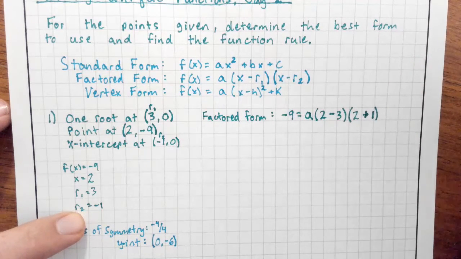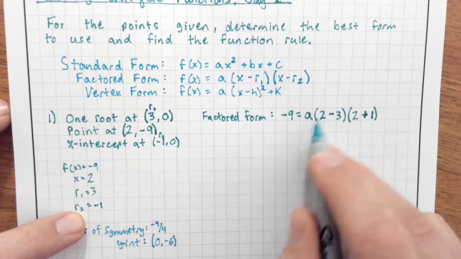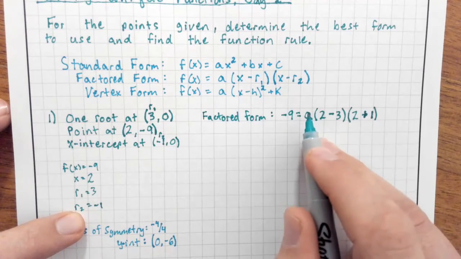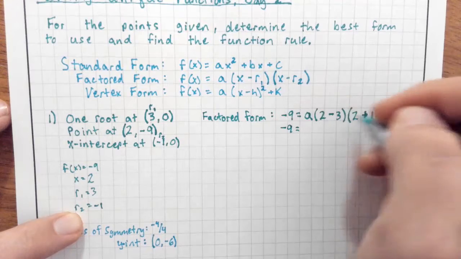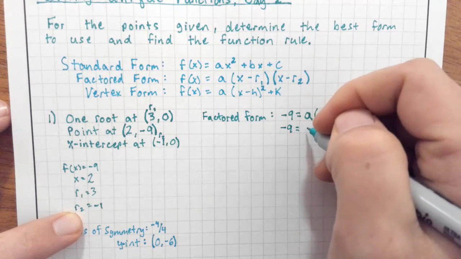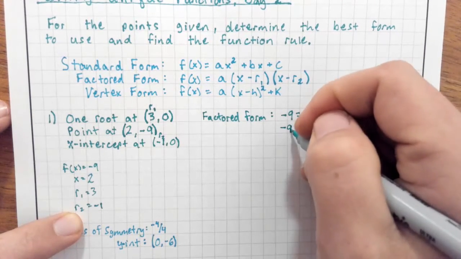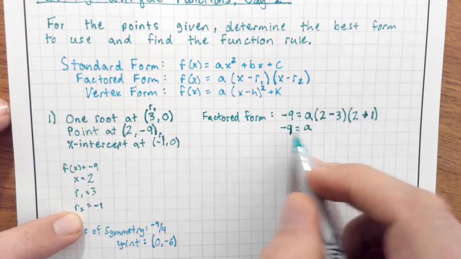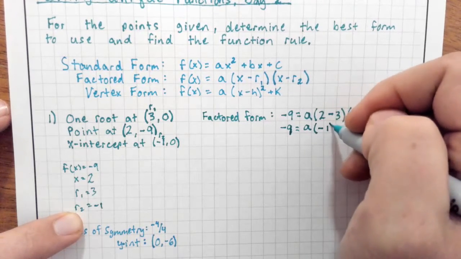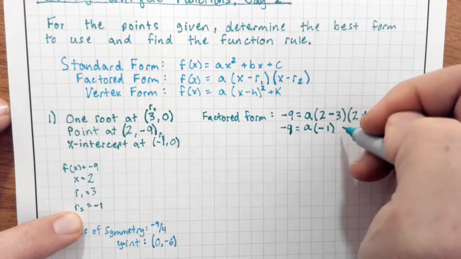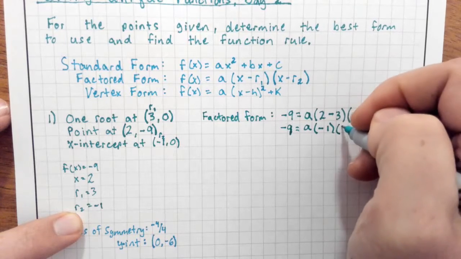All right, so then now that I only have one variable, it'll be very easy to solve for it. So I've got -9 equals, I'm just doing some simplifying over here, -9 equals a. Hopefully you can see the difference between my 9s and a's. Anyways, 2 minus 3 is -1. 2 plus 1 is +3.